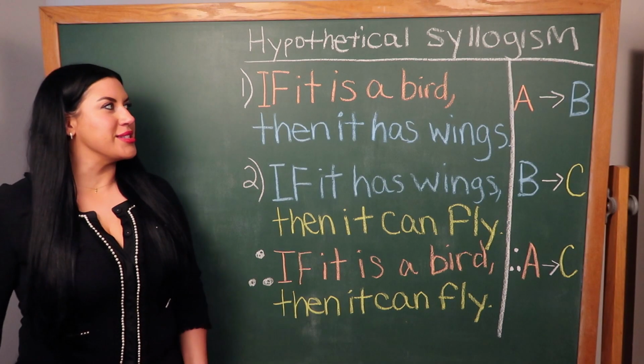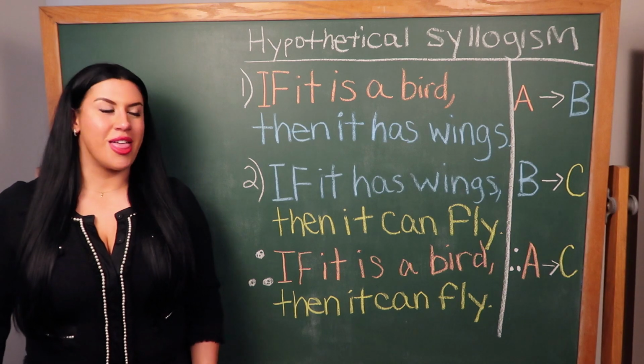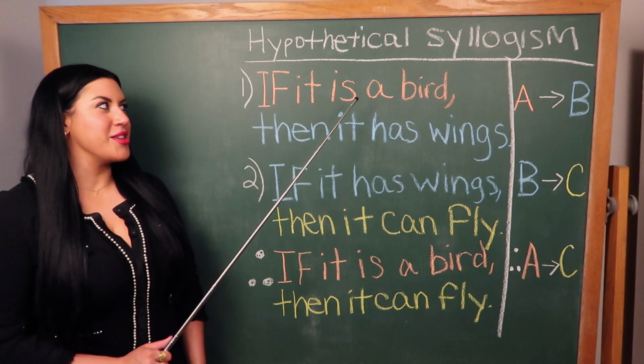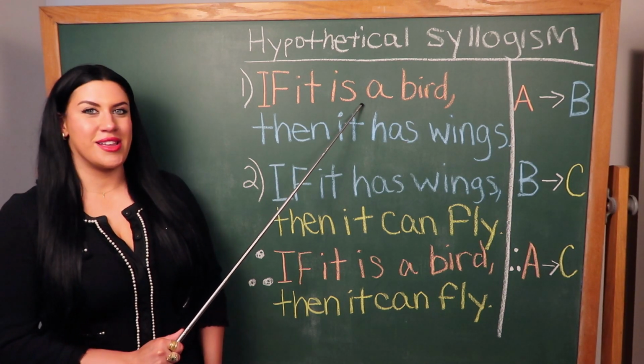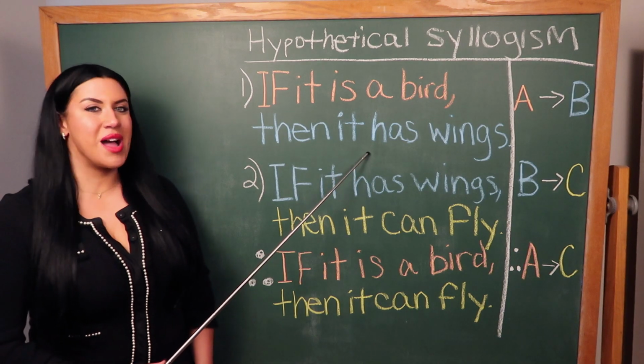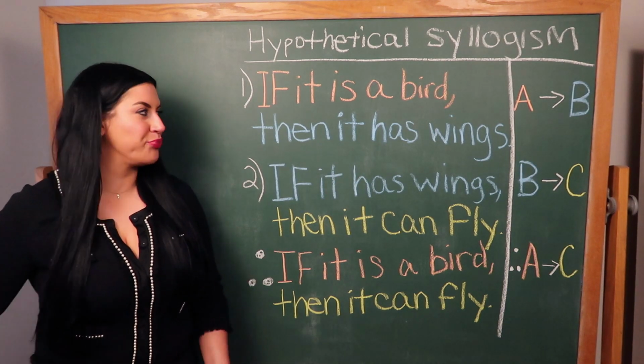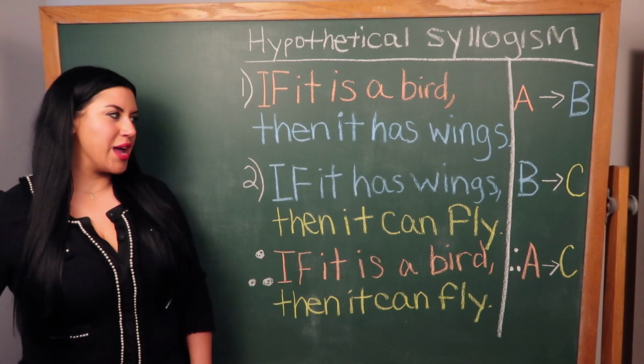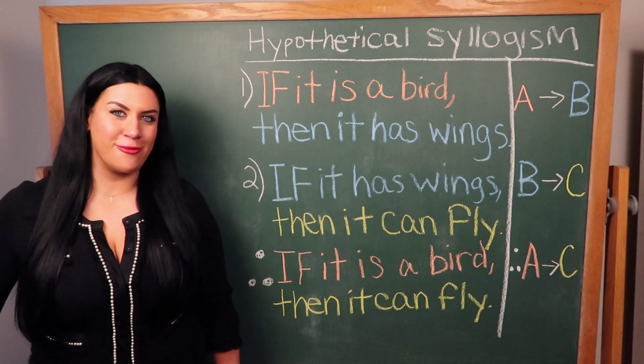Premise 1 reads, if it is a bird, then it has wings. The antecedent, A, is orange. The consequent, B, is blue. Premise 2, if it has wings, then it can fly.